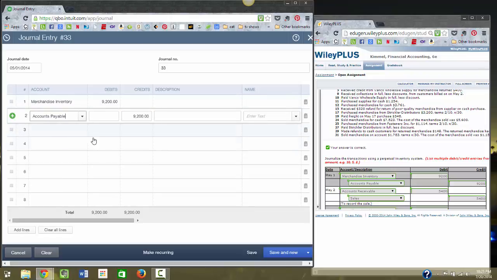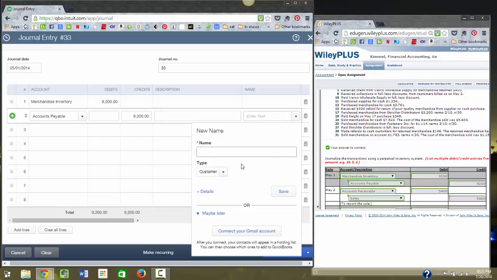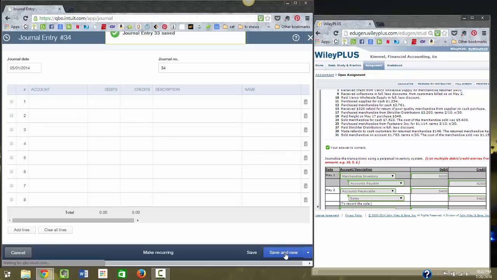When you have an accounts payable or an accounts receivable, QuickBooks is going to want to know the customer or the vendor attached to that particular account. When it's an accounts payable, it is a vendor, so we're going to go over here. I've already put in the vendors and customers needed on trial runs, and it's a pretty simple process to add one. You hit add new, type in the name. You can add other details if you'd like, but we've already got it in here, so we're just going to put in Vanco Wholesale. I've got the date right. Okay, so we're going to save and new.